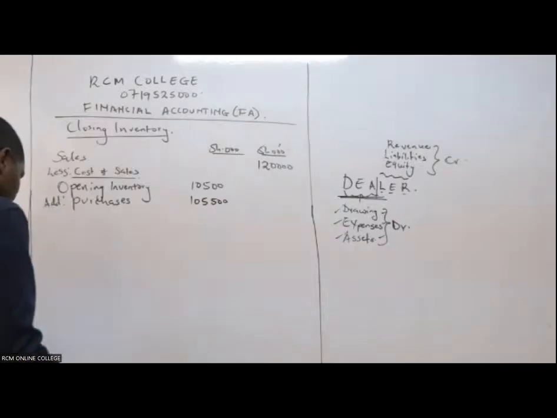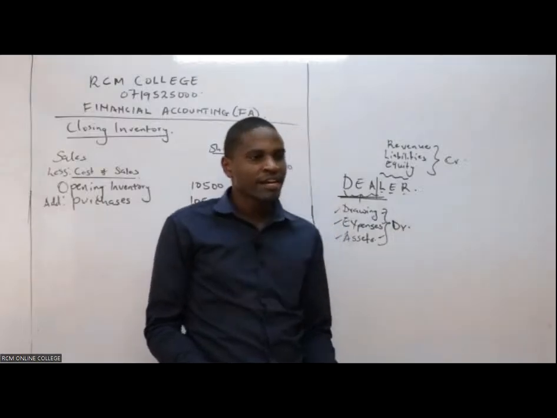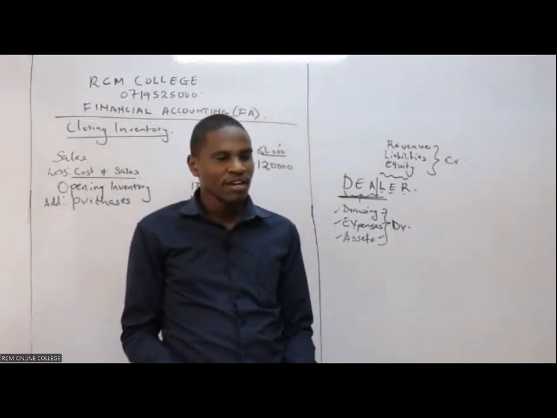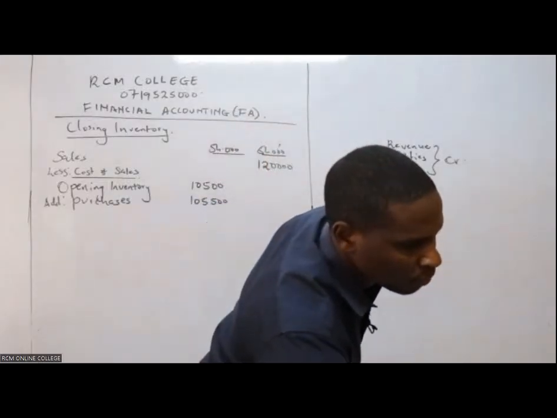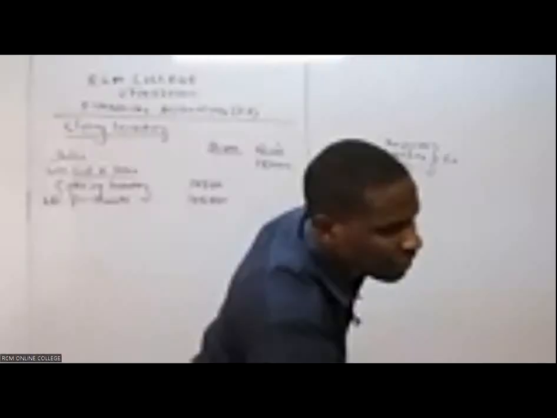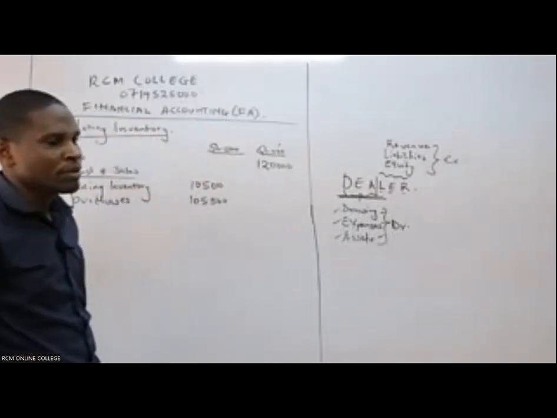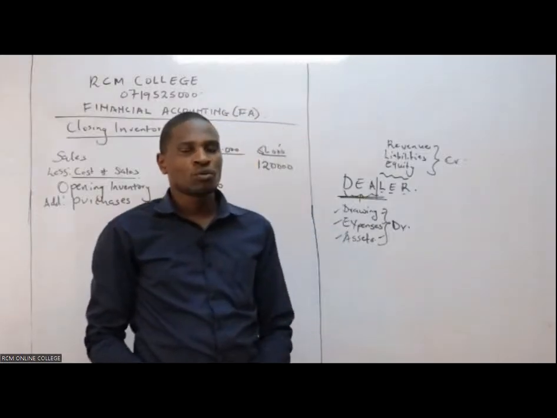And then there's an item that we need to check. Return outward. We've been given return outward. Let me share this for the sake of somebody who is wondering where Mwalimu is getting the figures. I hope you can see return outward just below the inventory. We have 2,000. Now, can you tell me, do we add return outward or do we less?